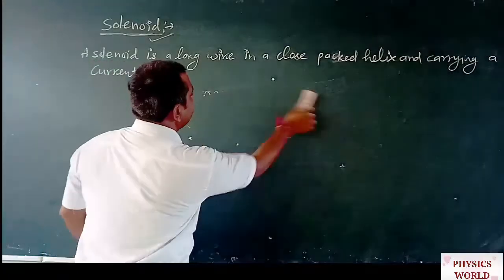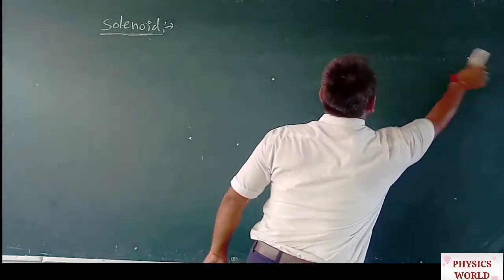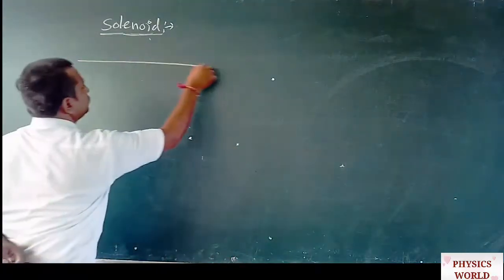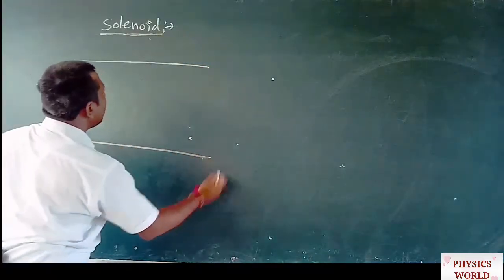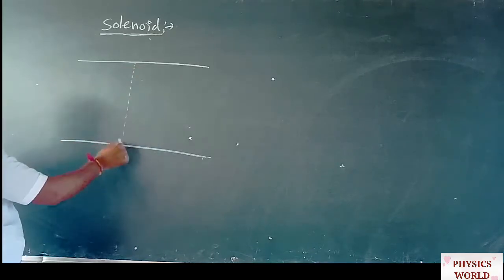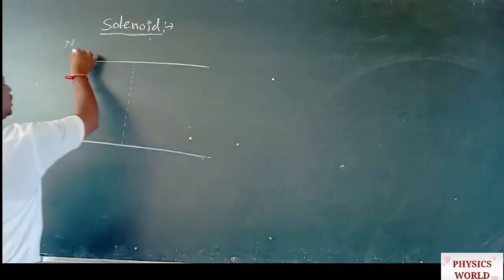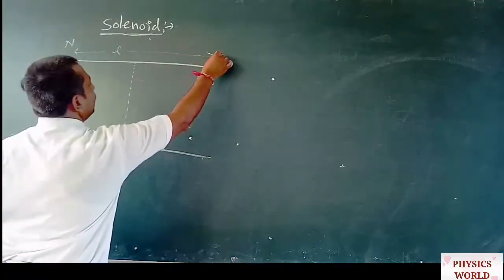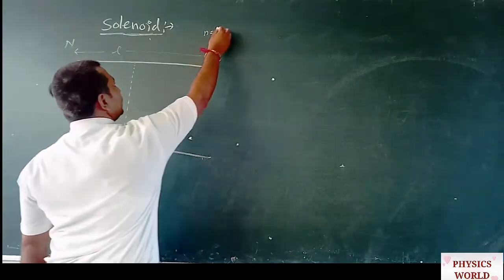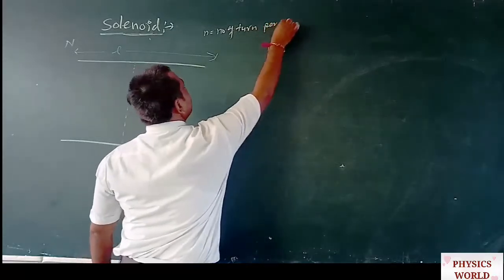Let us calculate what will be the magnetic field at any point on the axis of the solenoid. So suppose that we have a solenoid. This is a solenoid, and suppose that this one is the midpoint of the coil, and there are n turns throughout the total length. Suppose that the total length of the solenoid is L, and small n is the number of turns per unit length.